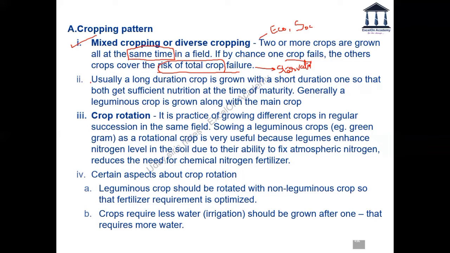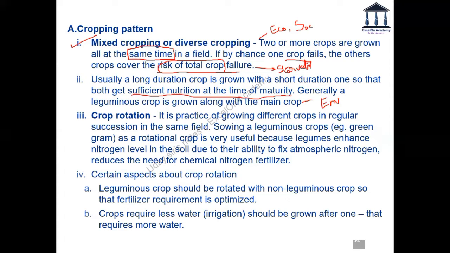Now, let's look at the second point. Usually a long duration crop is grown with a short duration crop so that both get sufficient nutrition at the time of maturity. This is very interesting, no? Because if the growth season is different, the land is not burdened at the same time. So generally, a leguminous crop is grown along with the main crop. The leguminous crop will also help in nitrogen fixation and improving soil fertility. So the second point, the way I look at it, takes care of the circle which talks about the environment aspect of sustainable development.